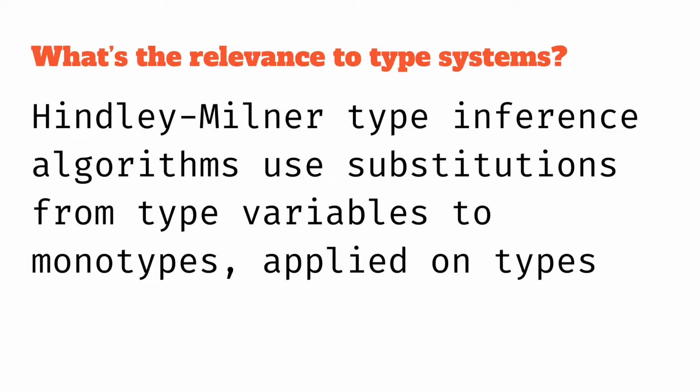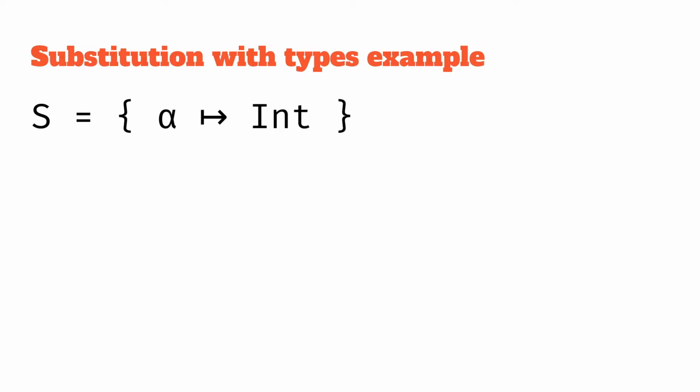And we're going to apply these substitutions on types to figure out, hey, how do we infer the types? How do we unify the types? And we'll see exactly how we do that in a bit. But just know that these substitutions on types are going to be really useful for us in defining and using the type inference algorithms. So what might this look like?